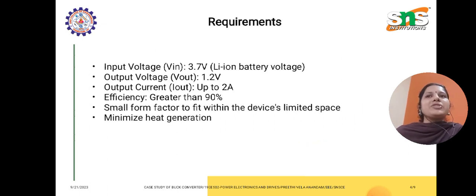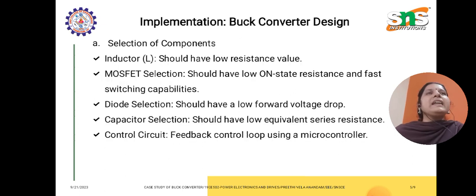The input voltage should be 3.7 volt, a lithium ion battery voltage, and the output voltage Vout should be 1.2 volt, and the output current should be up to 2 amps, and efficiency should be greater than 90%, and there should be a small form factor to fit within the device's limited space, and should have minimized heat generation. These are the design requirements of a buck converter for a portable device. Let's see the implementation, how we are going to implement it.